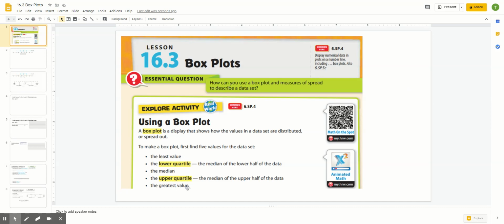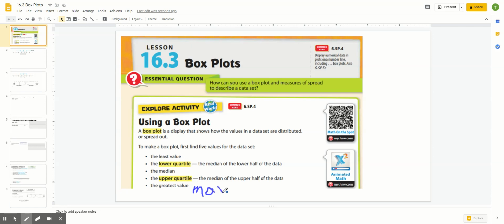These are vocabulary terms that we need to know. The least value, I'm sure you remember that as being the minimum from years past. The lower quartile, which is the median of the lower half. The median itself. The upper quartile, which is the median of the upper half. So what we're basically doing is calculating three medians today, right? That'll make sense in just a second. And then the greatest value, which is known as the maximum.